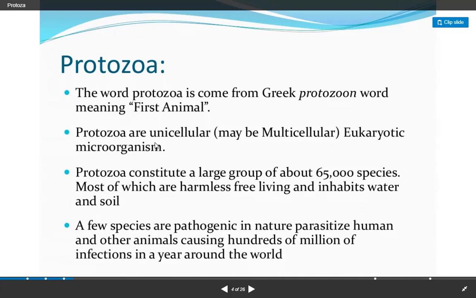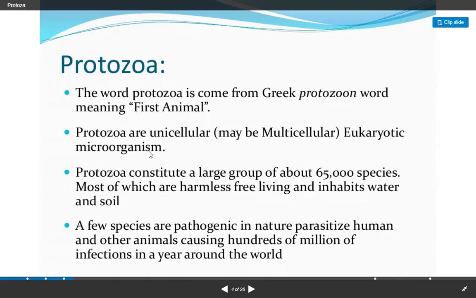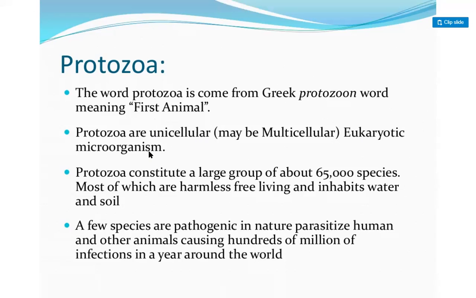These protozoans are unicellular. It means their body is composed of a single cell, but it may be multicellular in rare cases. They are eukaryotic. Eukaryotic organisms are organisms having a complete nucleus. And these are microorganisms. Obviously, they are unicellular, which means they are microorganisms.